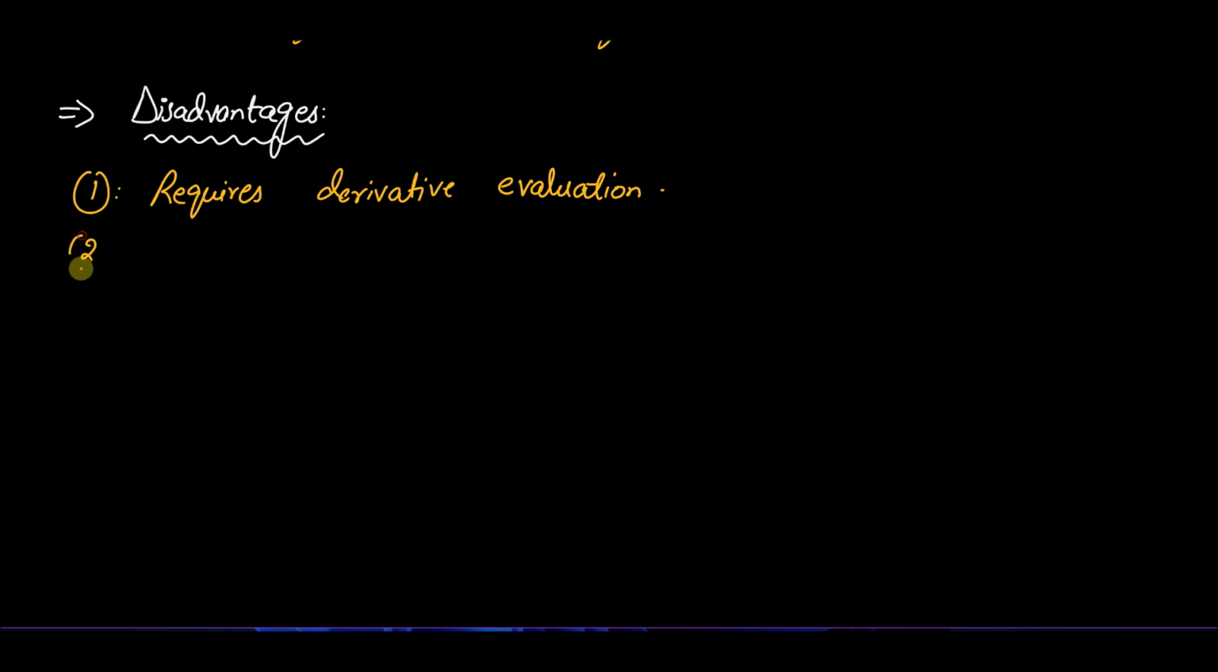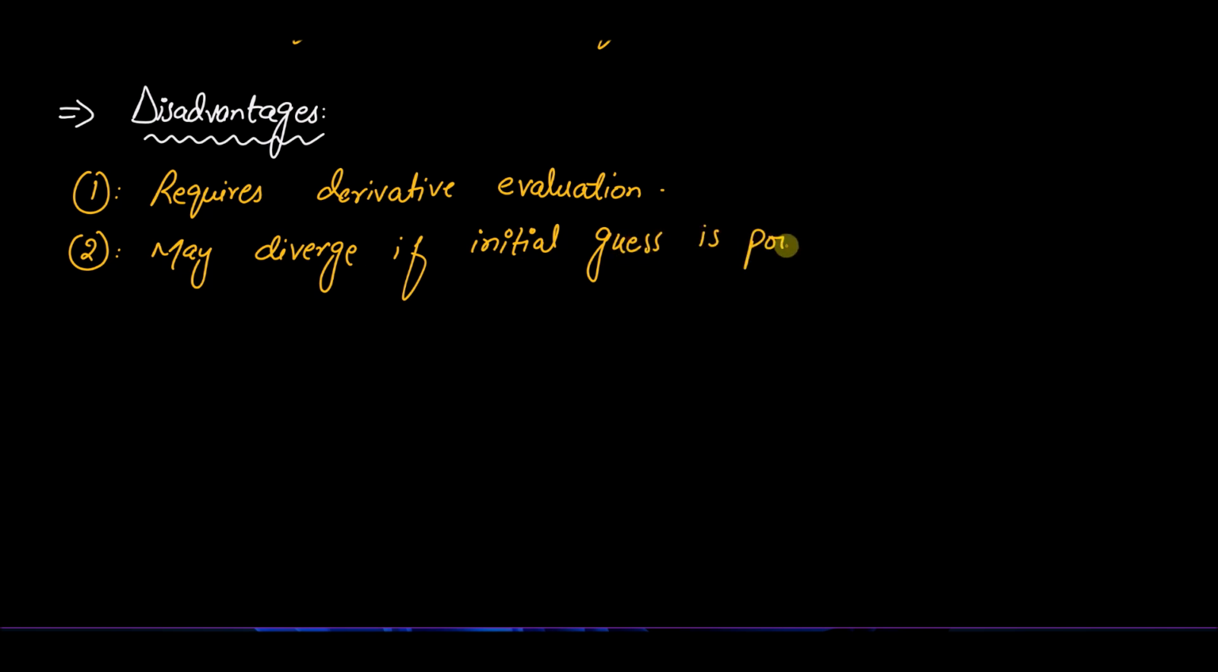Second disadvantage is it may diverge if the initial guess is poor. So, if your initial guess is far from the root, the method might diverge instead of converge. So, it can lead you further away from the solution or get stuck in an infinite loop.